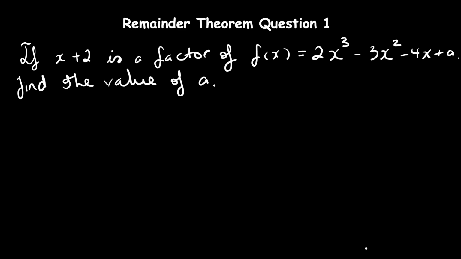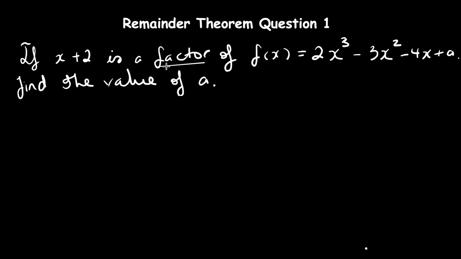All right, so let's start off with this very first question of 4, and it reads, if x plus 2 is a factor of f of x is equal to 2x cubed minus 3x squared minus 4x plus a, find the value of a. Alrighty, people. First things first, we have a key bit of information here in the fact that I said that x plus 2 is a factor.